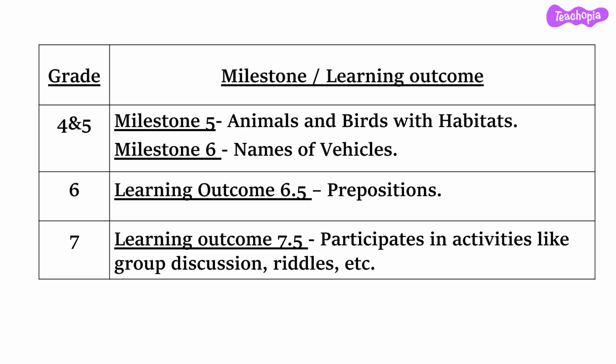The milestones and learning outcomes that will be covered are milestone 5, animals and birds with habitats. Milestone 6, names of vehicles for grade 4 and 5. Learning outcome 6.5, prepositions for grade 6. And for grade 7, learning outcome 7.5, which deals with participates in activities like group discussions, riddles, etc.